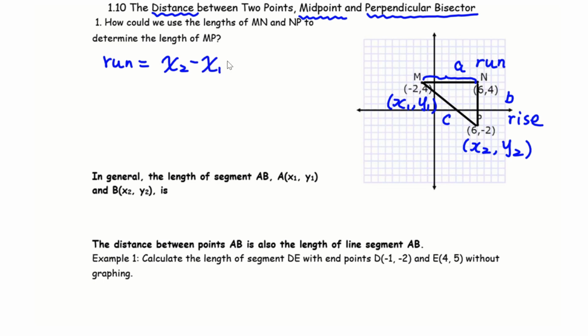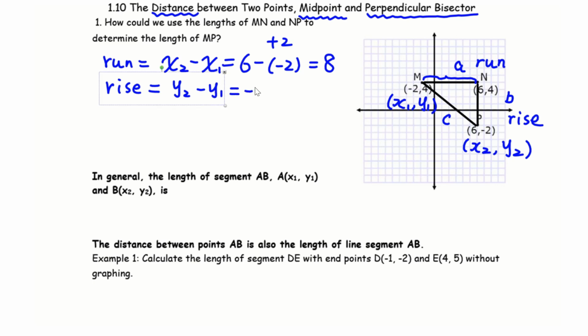So the run, we are able to write as the difference between the x coordinates. Difference means subtraction. So it is 6 take away -2. Negative becomes positive, so we have 8. And for the rise, it is y2 minus y1. It is -2 take away 4. We have -6. Then we are going to use the Pythagorean theorem.